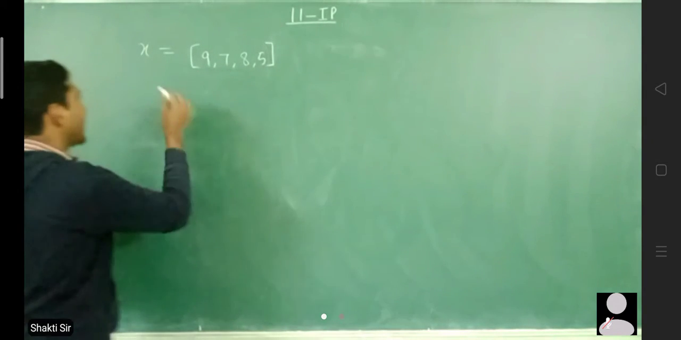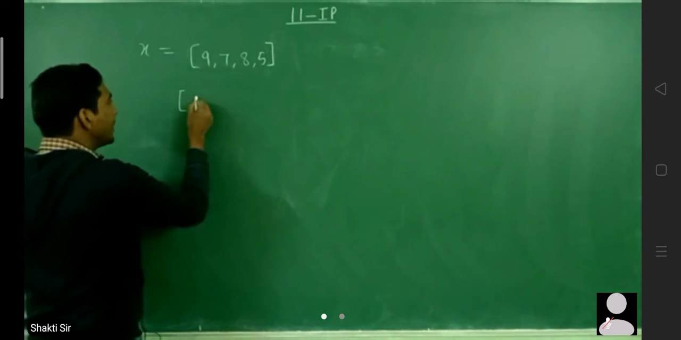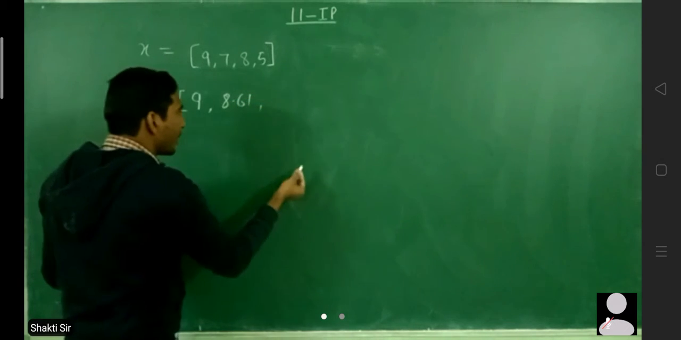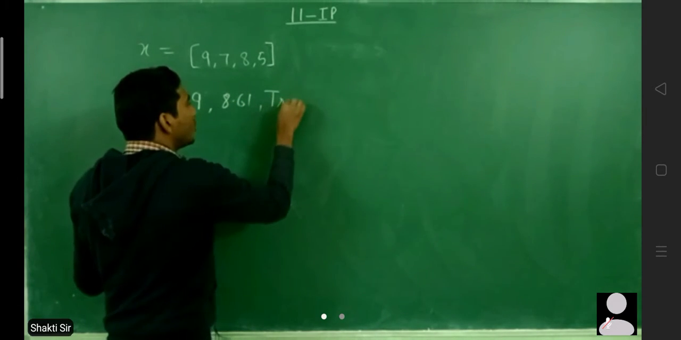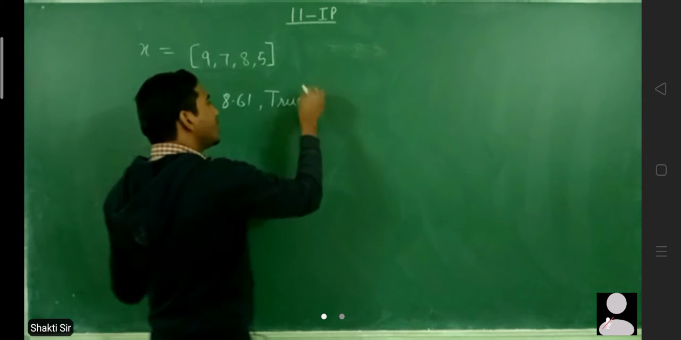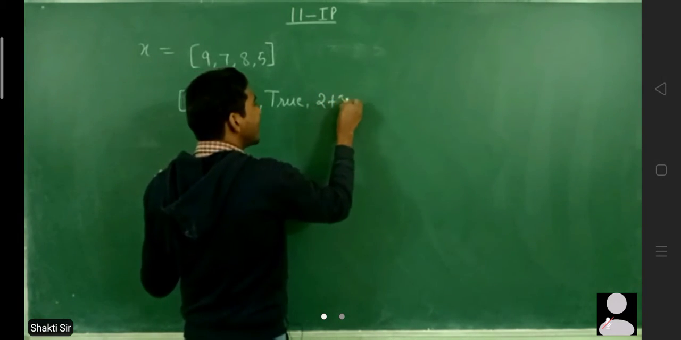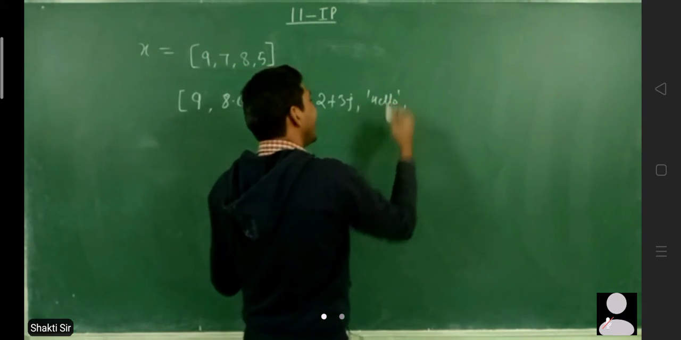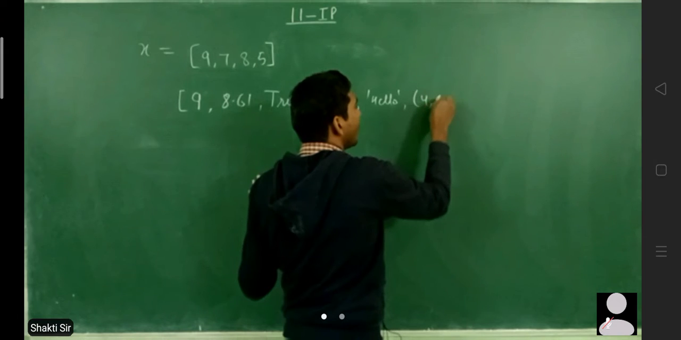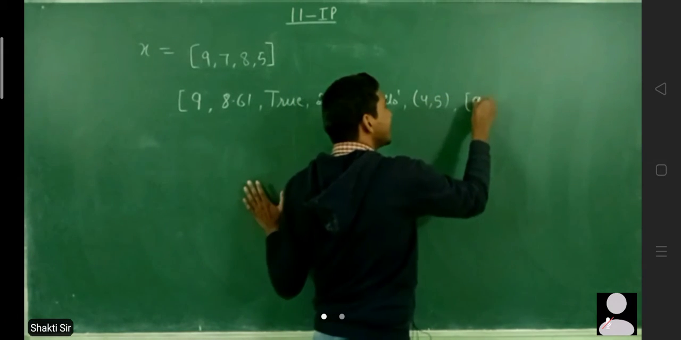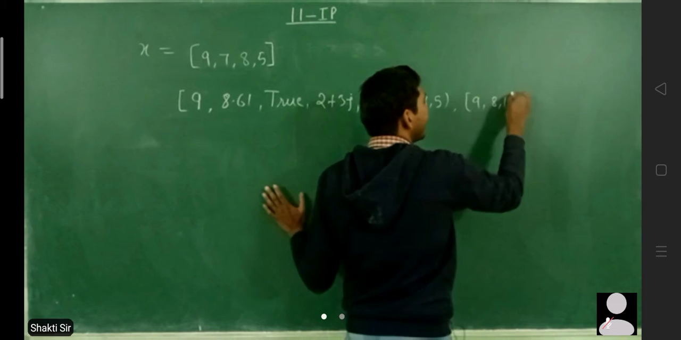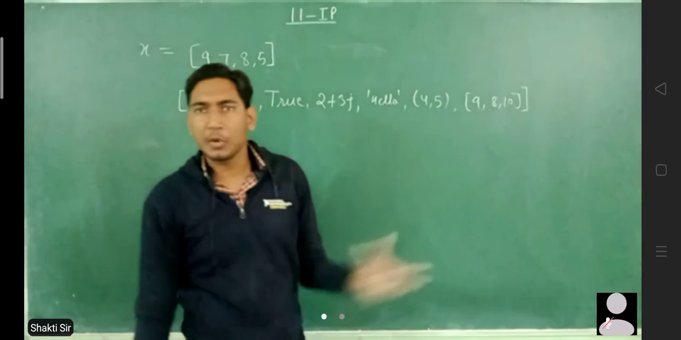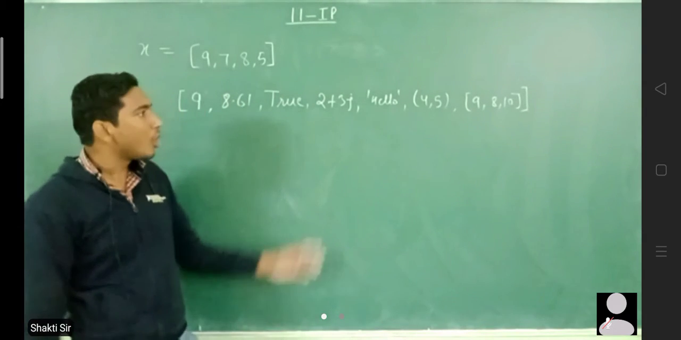Like suppose I can create a list like this: 9 which is an integer, then 8.61 which is a floating point number, then I can use True which is a boolean, and then I can use a complex number like 2 plus 3j. Then I can also use a string here, that is hello, and then I can use a tuple here, that is 4, 5, and then I can also use a list here, 9, 8 and 10. I can also use a range function, because the output of range is also a sequence, and that can also come into it.